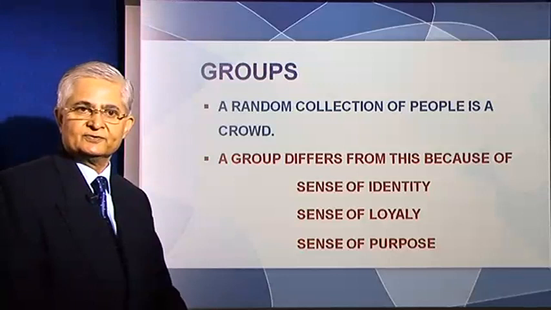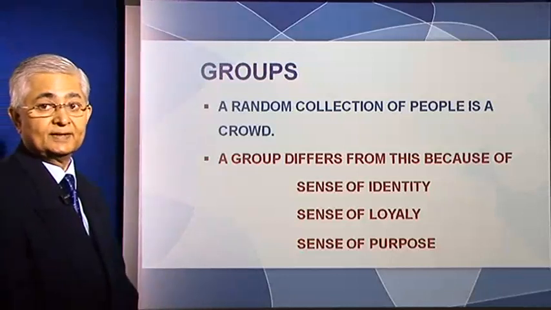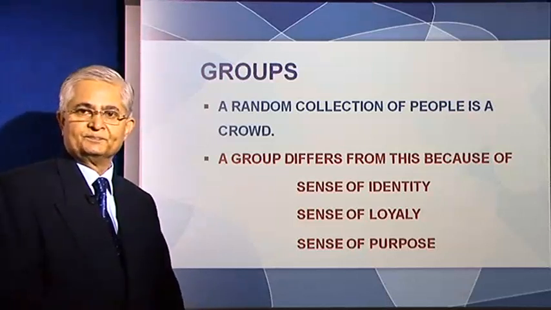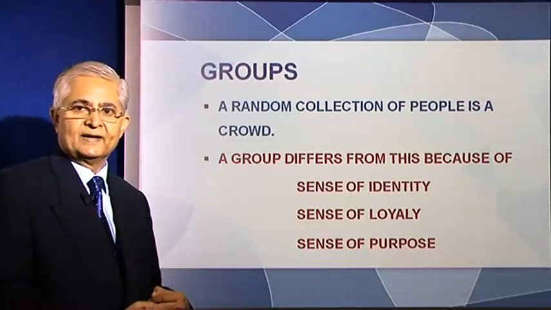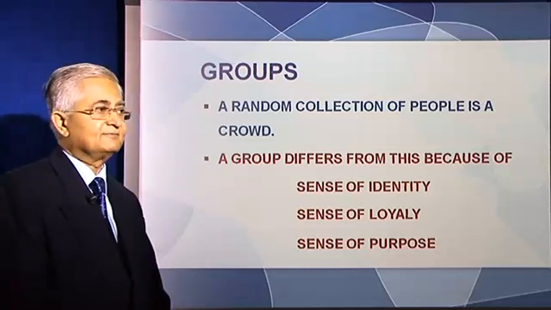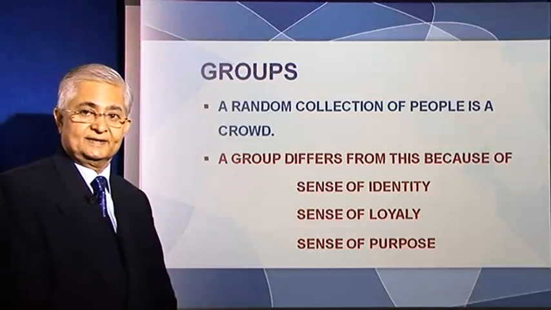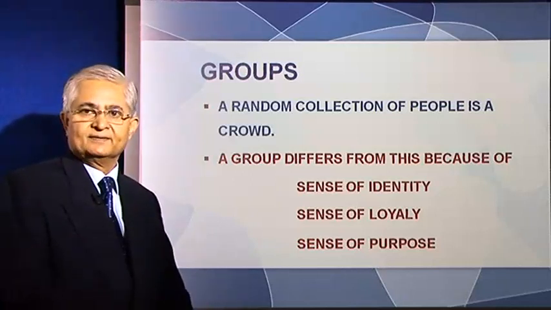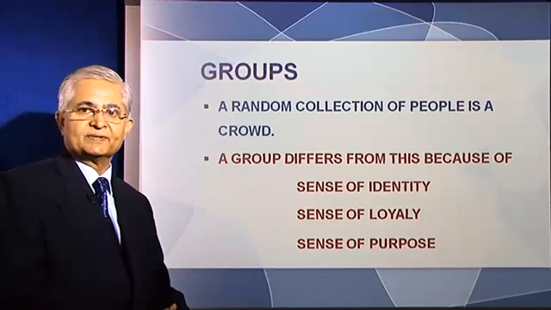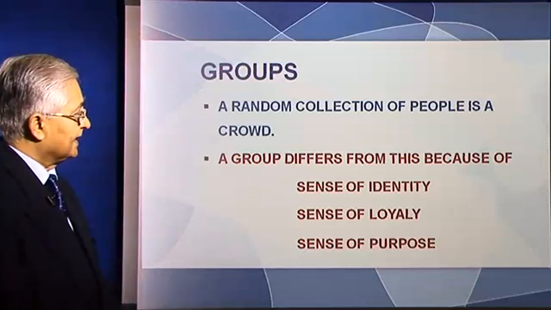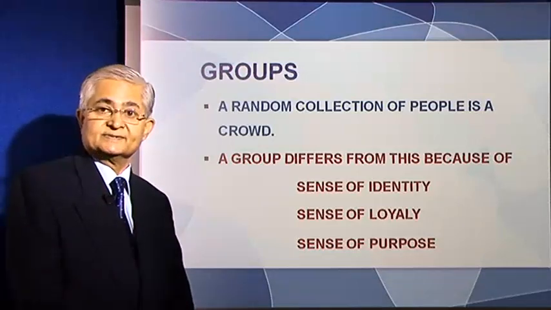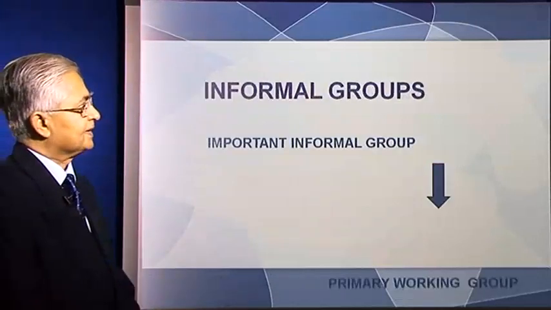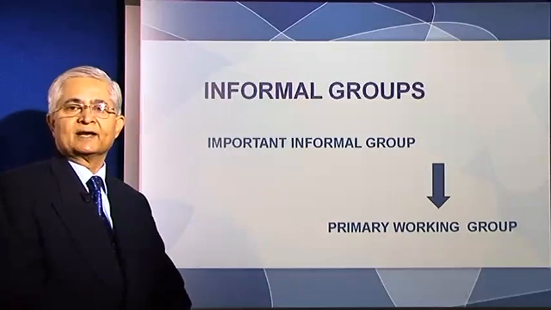A group is also a collection of people, but a group differs from a crowd because a group has a sense of identity. Every person in that group says they belong to that group for a particular reason. Then there is a sense of loyalty. If you talk about a group, you're talking about the Indian cricket team. The Indian cricket team has a sense of loyalty towards a particular organization, and ultimately a group has a sense of purpose. A group is constituted for a particular purpose. So this is what distinguishes a group from a random collection of people.